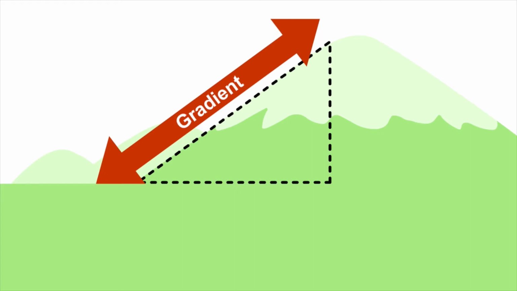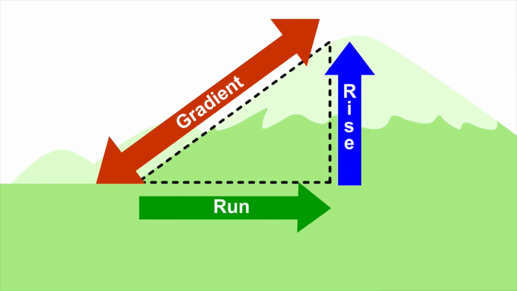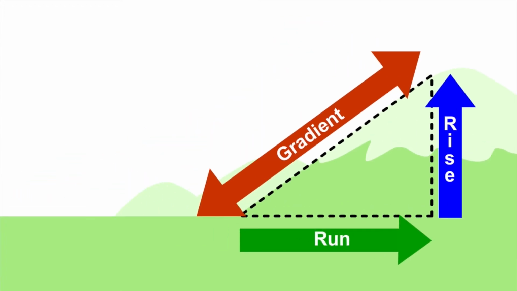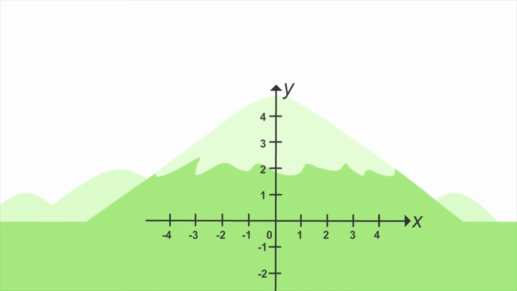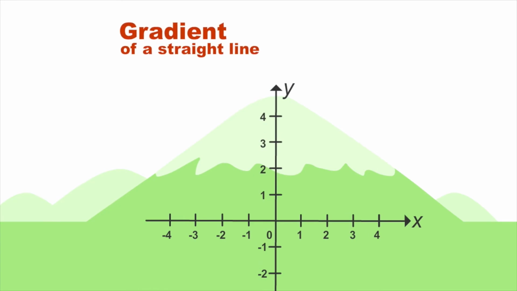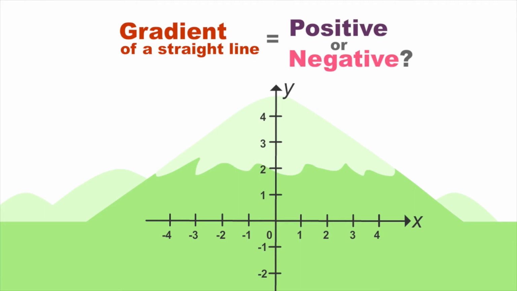use the idea of rise over run. The rise is denoted by the vertical distance of the slope and the run is denoted by the horizontal distance of the slope. The ratio of rise over run gives us the gradient of a slope. In this video, we will explore further how we may derive the gradient of a straight line in a Cartesian plane.